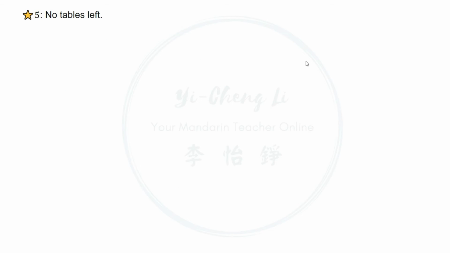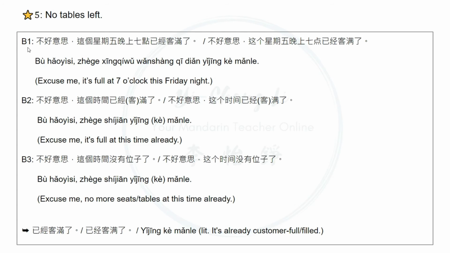Okay, next one, number 5, when no tables left. The person might say, 不好意思，这个星期五晚上7点已经客满了 or whatever time phrase you mention you want to reserve. 已经客满了 means literally it's already customer full or filled. 客 comes from the word 客人. 客人 means customer. 满 means something is full. So 已经客满了. And at the front they will say whatever the time phrase you mentioned you want to reserve. Excuse me or sorry, it's full at 7 o'clock this Friday night already.